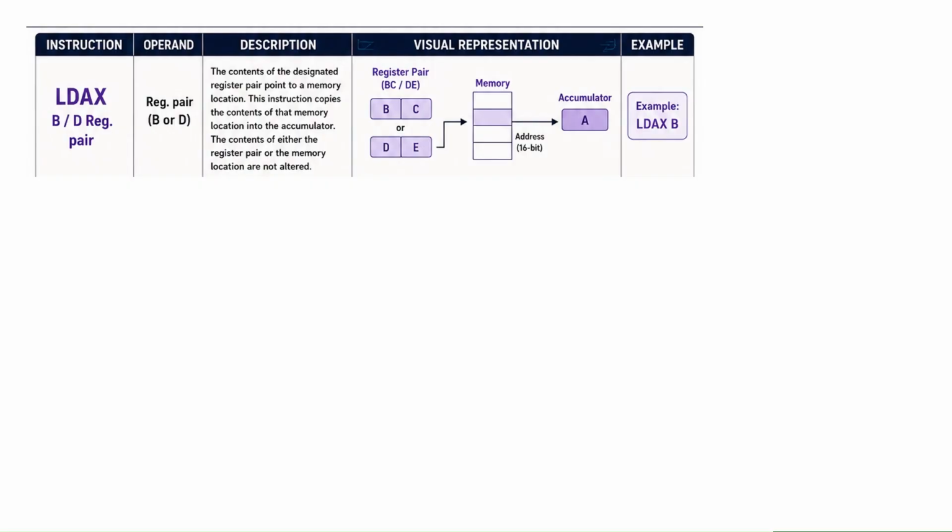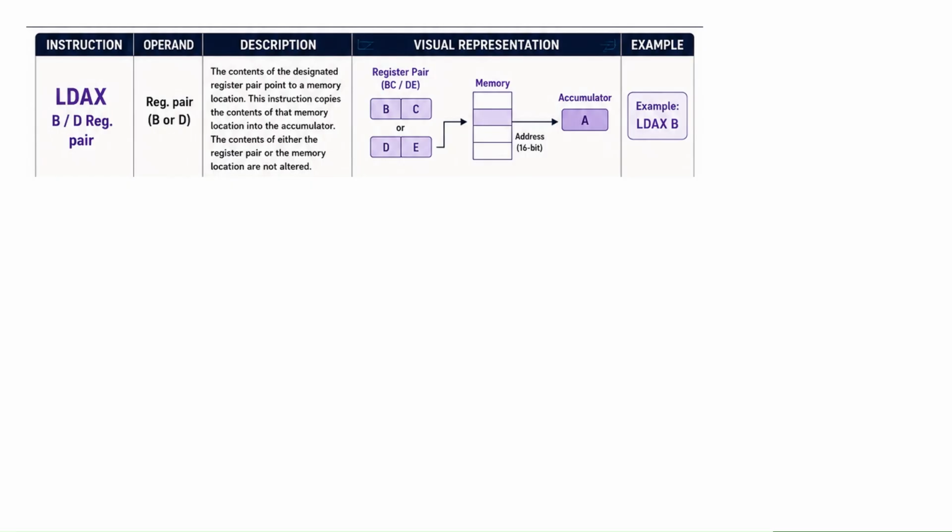So now come to this instruction. The example is LDAX B. It means it actually represents the BC register pair. The BC register pair can contain 16-bit data, that is the address of a memory location. At that memory address, there is 8-bit data which will be stored in the accumulator.